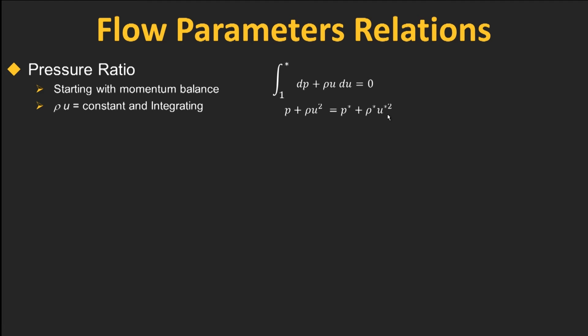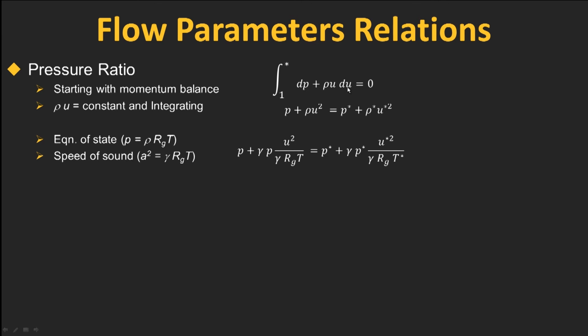Now we know that we could do this integration only because the rho u was a constant, therefore this expression could be integrated directly. Next, let's use the equation of state P equals rho times R sub g times T and substitute in here for the density rho from that expression. When we do that, we would first get u square times P over R sub g times T, and we notice that I've already multiplied by gamma over gamma, and again we do this because we have identified that gamma times R sub g times T is a square.